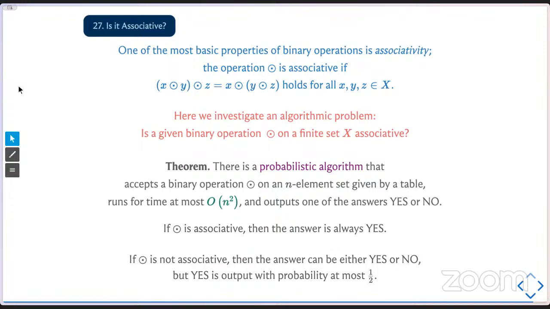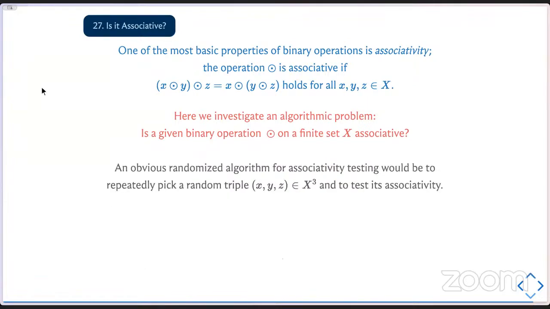But basically, that's exactly the idea: we do a random number of tests for associativity. Instead of going over all possible triplets, we go over some n squared of them. So let's say we're just sampling from the space of all triplets, and we sample n squared times and test for associativity. That's exactly what I was after.